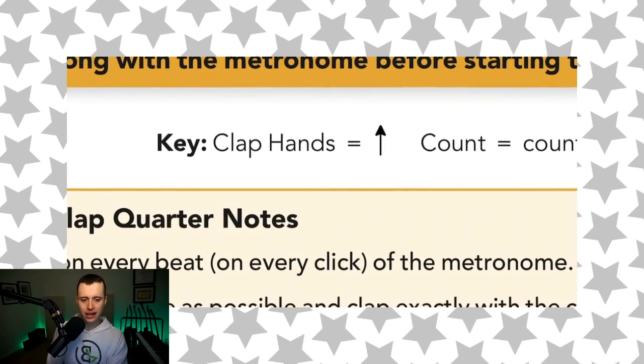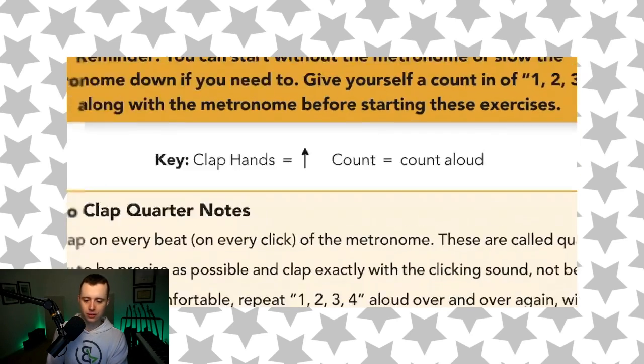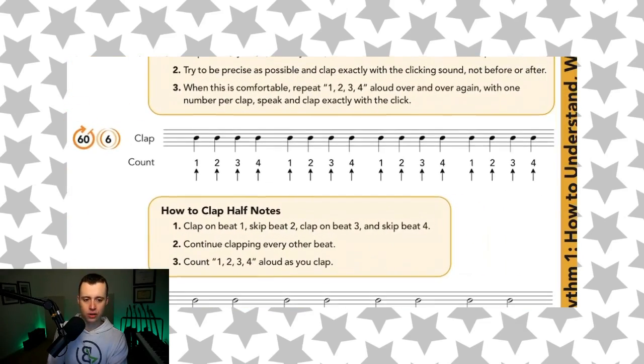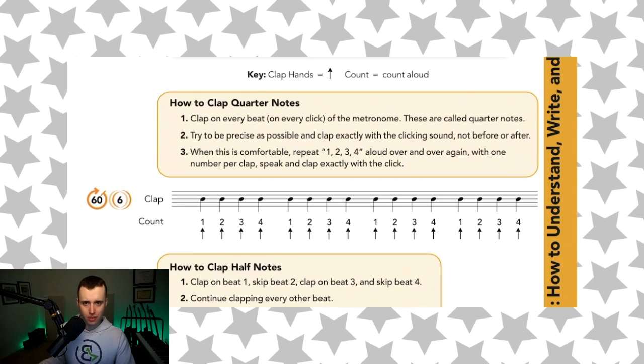So to clap your hands, you're going to have a little up arrow, and to remind you to count, we're going to put the word count. So let's take a look at our first example. Sure enough, for every quarter note that there is, we have a little arrow for you to clap. Before you actually read the music, practice just counting and clapping quarter notes. And that's going to sound like this.